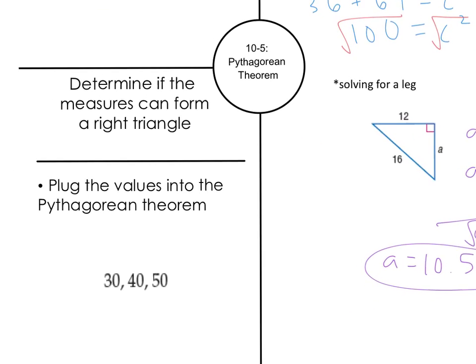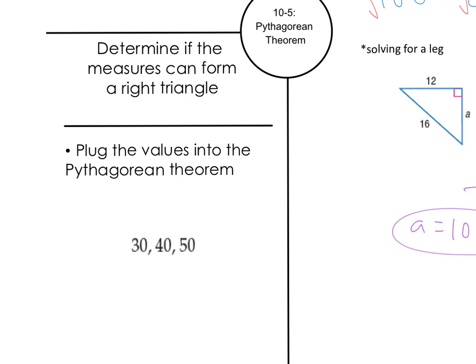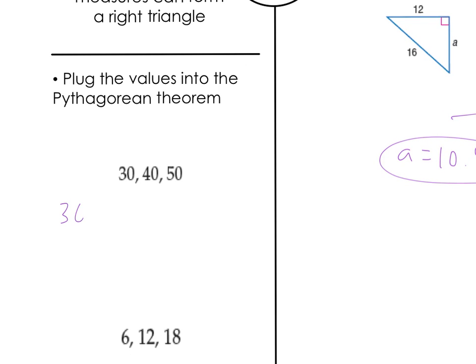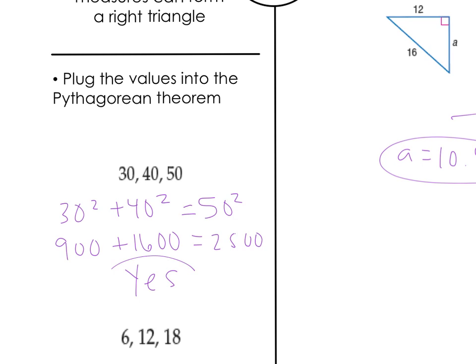Now let's look over here. And now we need to determine if the measures can form a right triangle. So what we're going to do to figure out if three numbers can perhaps fit into the Pythagorean theorem and form a right triangle is we're going to use those numbers and put them into the Pythagorean theorem. So I'm going to type in my calculator, or think about, here is 30 squared plus 40 squared equal to 50 squared. So that would be 900 plus 1600. Does that equal 2500? It does. So yes, these values would be able to form a right triangle.